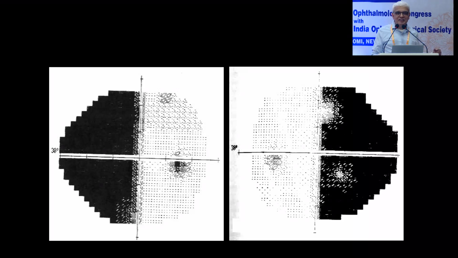Rashmin is racing to answer this question. Okay, anyone at the back? You've seen this before just now? Same, bitemporal hemianopia. Bitemporal hemianopia, says Kuresh. Thank you, Kuresh. Yeah.